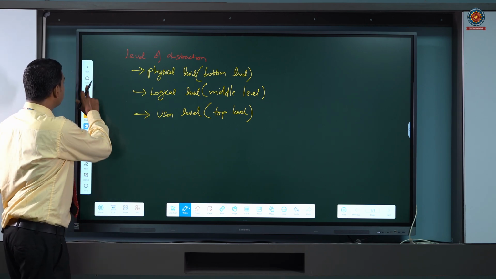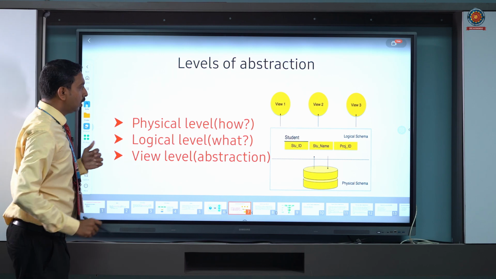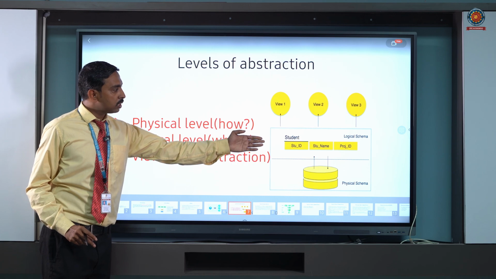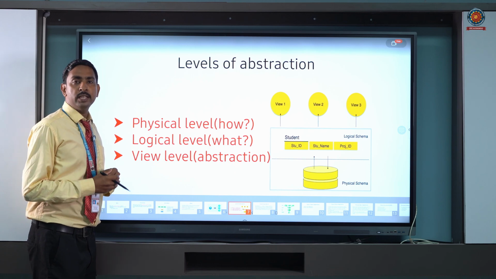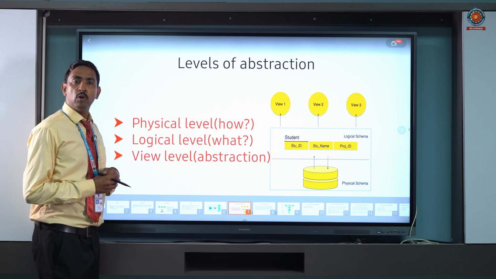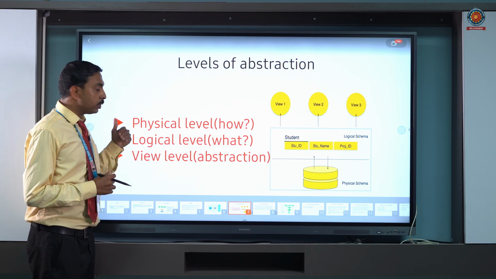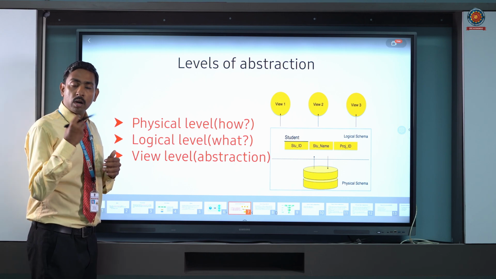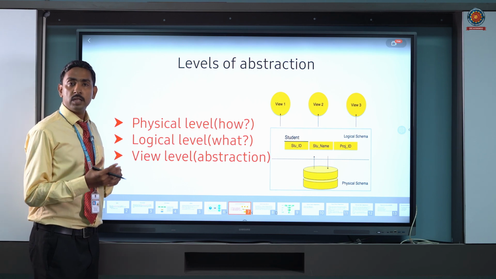In the diagrammatic view, I am showing what is meant by the physical level, logical level, and user level. In the physical level, we describe how the data is organized and how the data is stored. In this physical level only, we store the data. Next is the logical level. In the physical level, we show how all the data is going to be stored. In the logical level, we tell what data we are going to store.